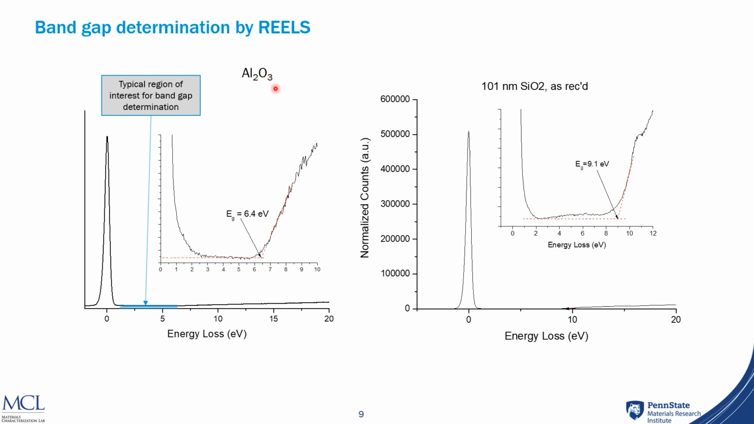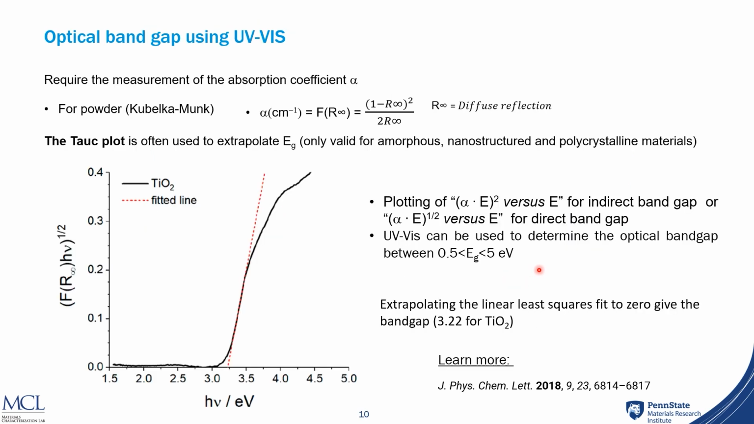So we can see aluminum oxide on the left, a very wide band gap material like SiO2 on the right, which has a band gap of greater than 9 electron volts. And we can extend this measurement all the way down to, in our instrument, about 2.5 to maybe 2.7 eV band gap materials. There's an alternative way of measuring the optical band gap in MCL using a technique called UV-Vis.